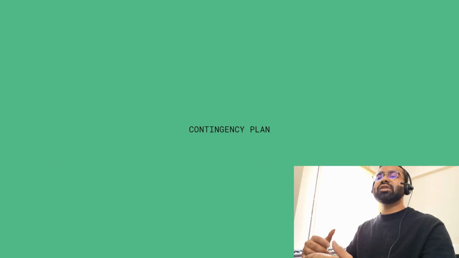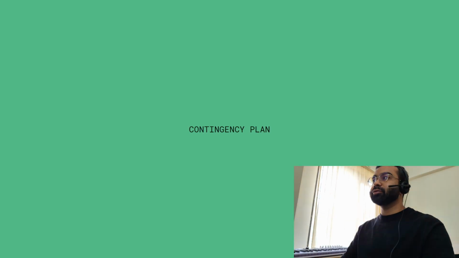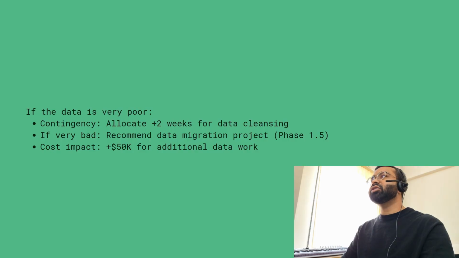Step 4 is contingency plan. If mitigation fails and the risk happens, what's your plan? This is your emergency response. Example contingency: if the data is very poor, contingency is allocate plus 2 weeks for data cleaning. If very bad, recommend data migration, that is phase 1.5. Cost impact plus $50,000 for additional data work.